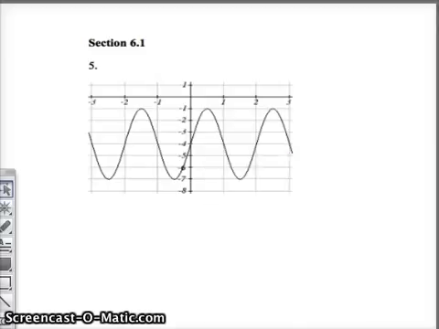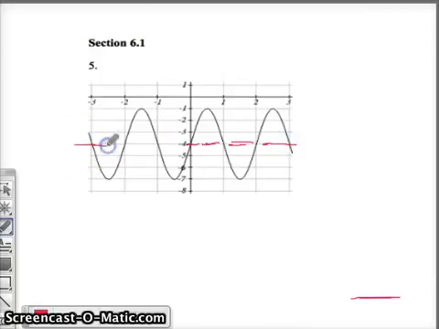Okay, so this particular problem from 6.1, I believe, was find the equation of the trig function. First thing I want to do is identify the midline. Remember, that's the D, and we want to identify the amplitude. That's the A. It's going up and down 3. Now this D looks like -4. That's 3. What else do we need to do?